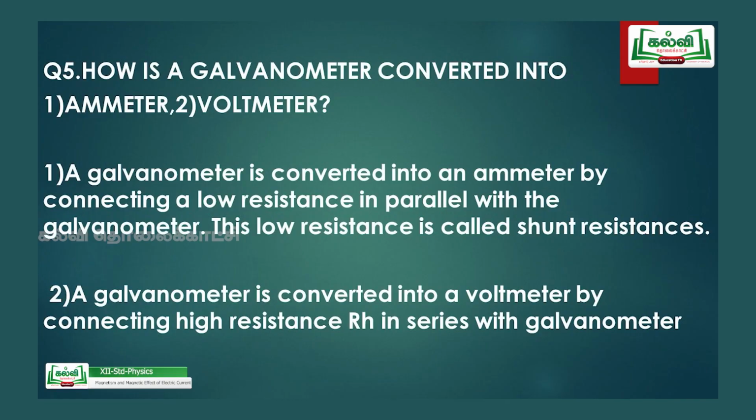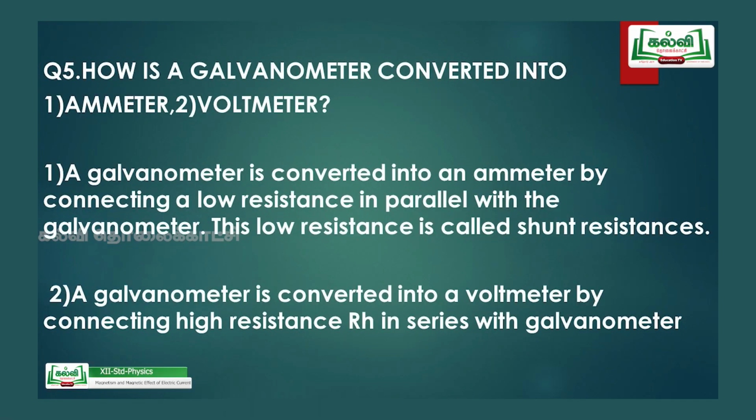Next question: how is a galvanometer converted into an ammeter and a voltmeter? An ammeter must offer low resistance. A galvanometer is converted into an ammeter by connecting a low resistance in parallel with the galvanometer. That low resistance can also be called shunt resistance and is denoted by S. This is how a galvanometer is converted into an ammeter.